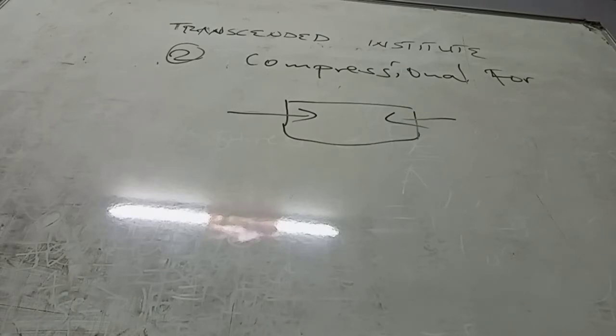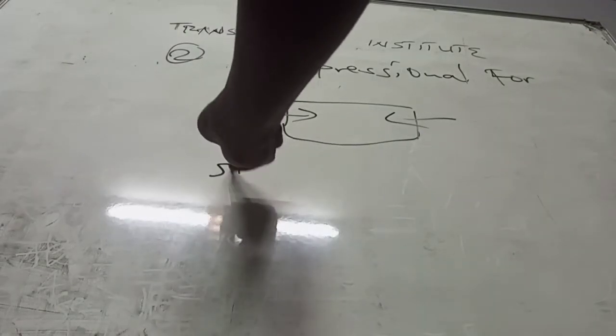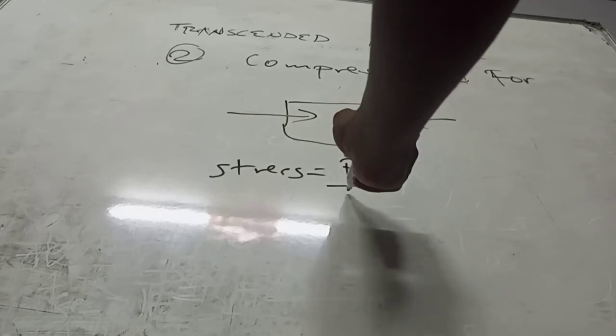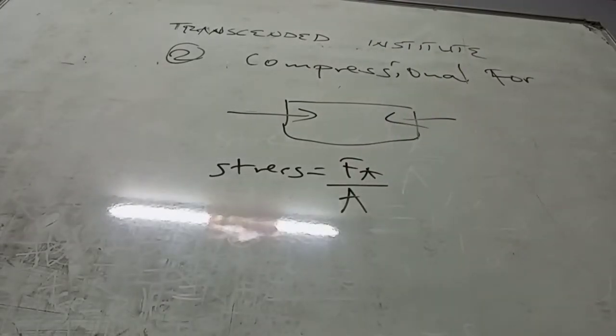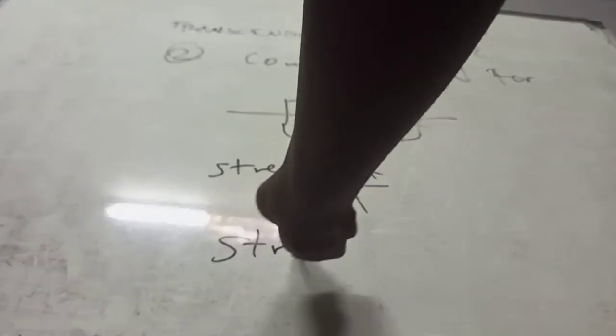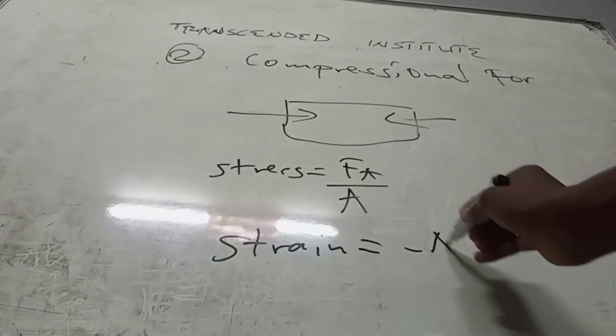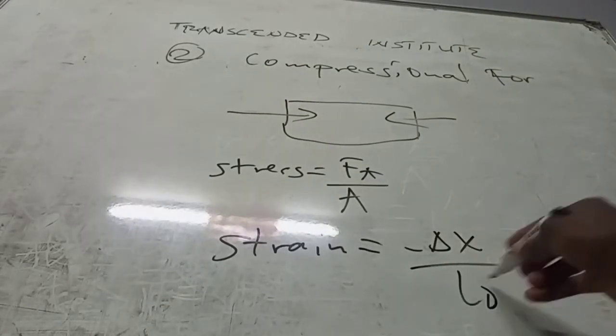Okay. So in such a case, the stress will still be given by the force that you apply divided by the surface area of the side where you're applying your force. And the strain, on the other hand, is going to be given by the negative change in the length divided by what? The original length.